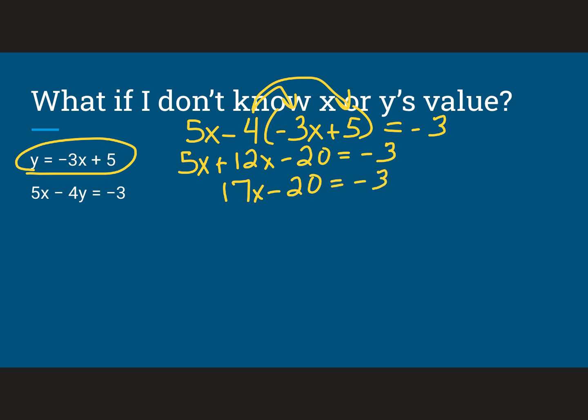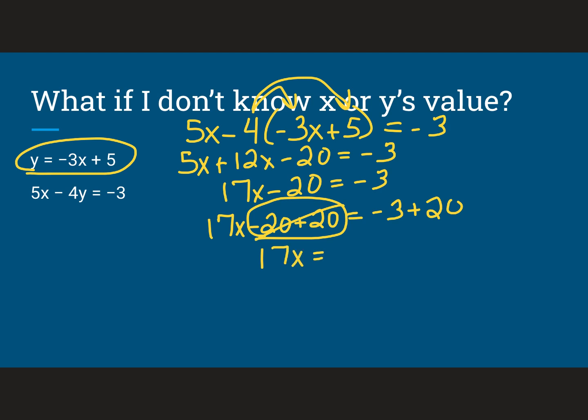I'm going to add 20 to both sides. 17x minus 20 plus 20 equals negative 3 plus 20. Here, these are going to cancel out. I'm left with 17x. Negative 3 plus 20. Remember, we add numbers with different signs. We take the sign of the bigger number, so the answer should be positive. And then we subtract. So 20 minus 3 is 17. Then I'm going to divide both sides by 17. And I get x equals 1.